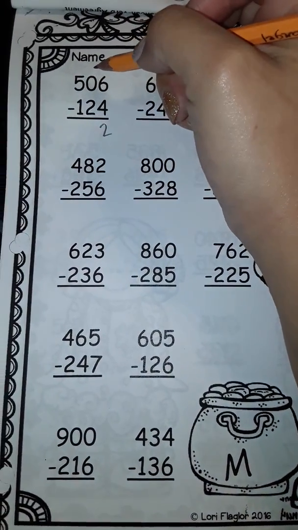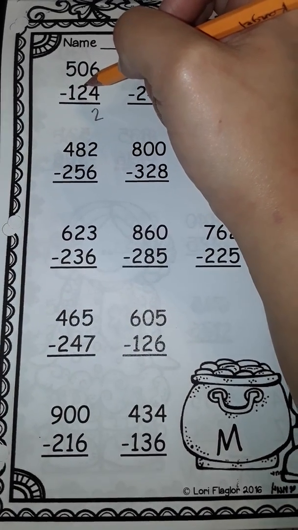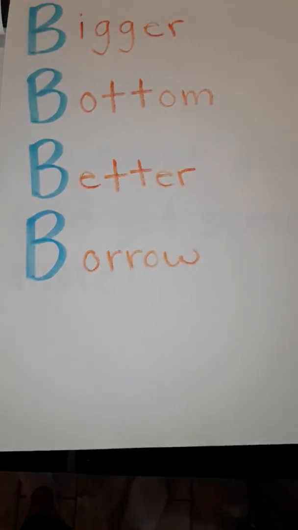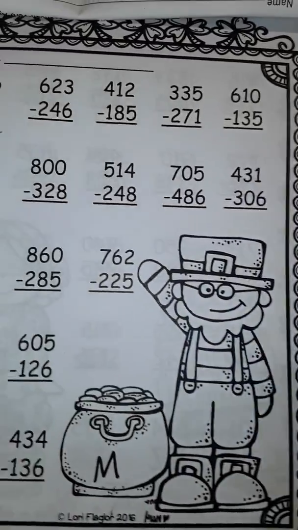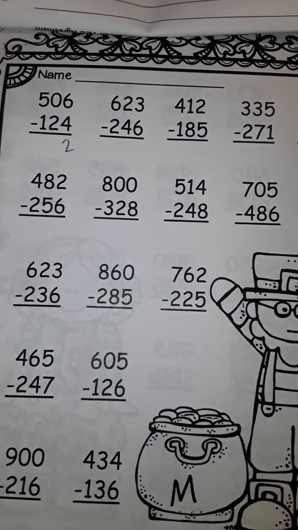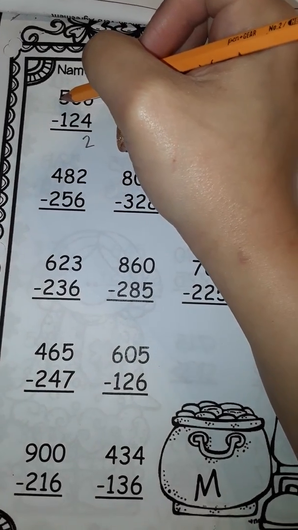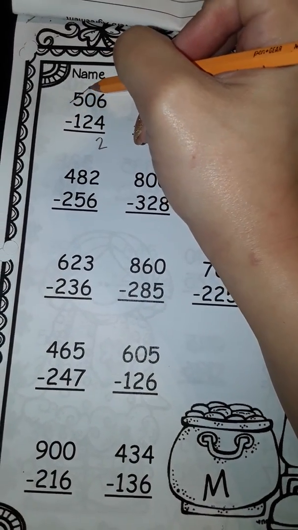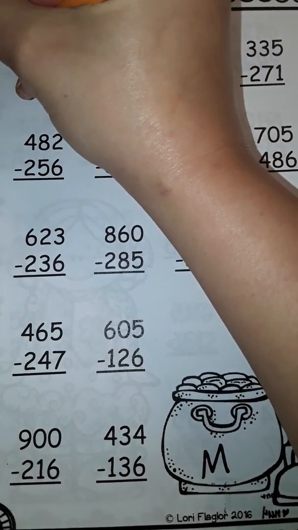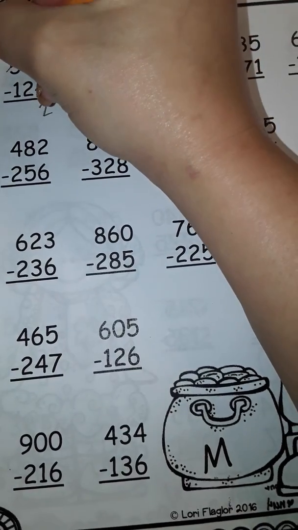Moving on to my tens place, here I have 0 minus 2. Can I do that? No. I have a bigger bottom, better borrow. So what am I going to do here? I have to borrow. Since I have more on the floor, I'm going to go next door and get some more. So I'm going to be taking 1 away from my 5. So my 5 becomes a 4. And my 0 becomes a 10.